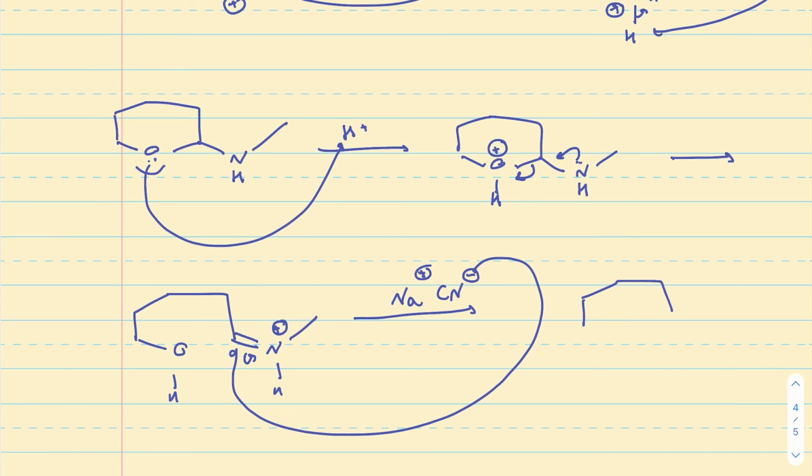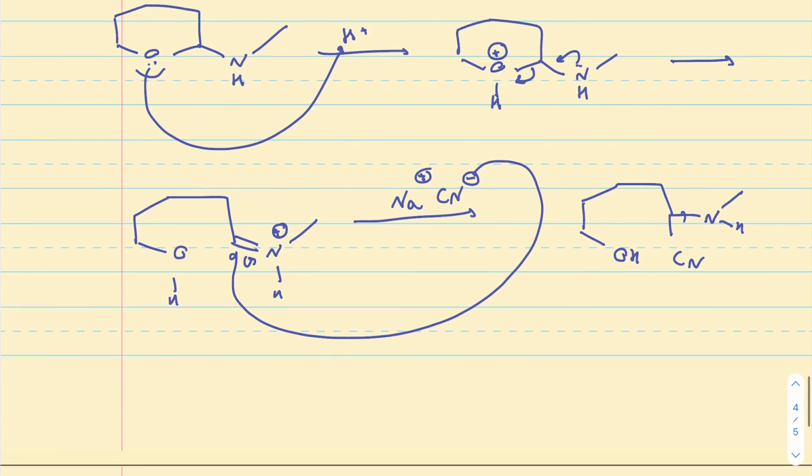Because the iminium is very, very electrophilic, it readily gets attacked by CN minus to give me the product. And notice that I'm forming a new stereocenter here. And that new stereocenter has to be racemic because the iminium can get attacked from either face. So there is an equal chance for forming the R enantiomer and the S enantiomer.